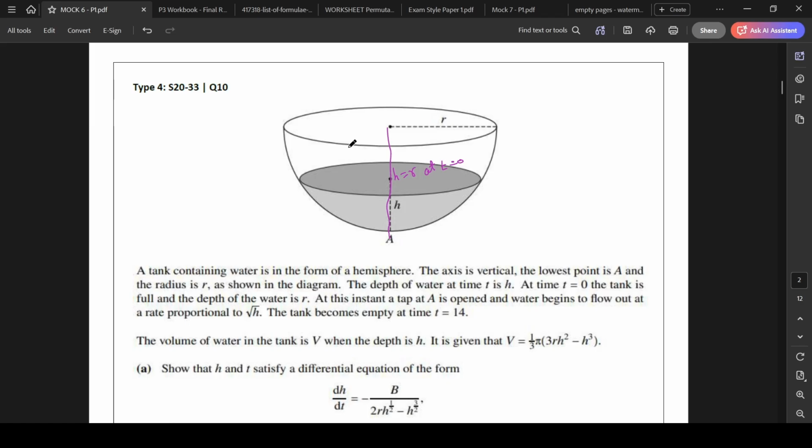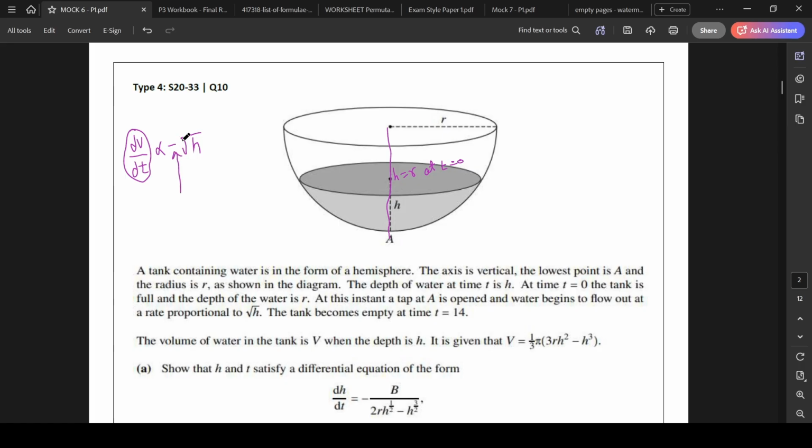At this instant, when the water was full inside the container, the tap is opened and the water begins to flow out. So volume is coming out of the tank, right? At this instant, water begins to flow out at a rate proportional to the square root of h. So I know that dV/dt is going to be proportional to minus square root of h. The rate of change of volume is proportional to the square root of h.